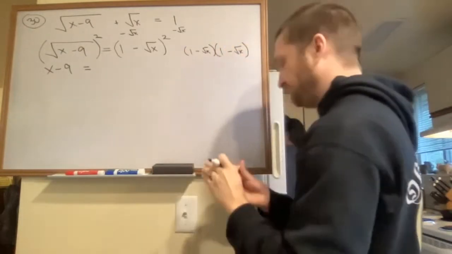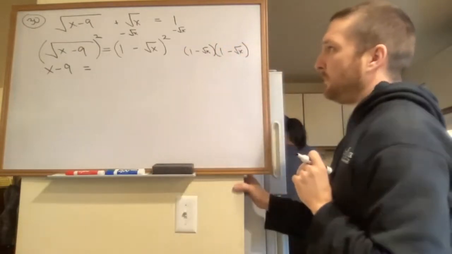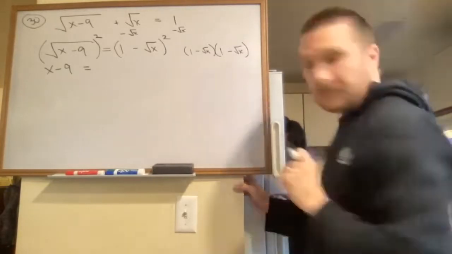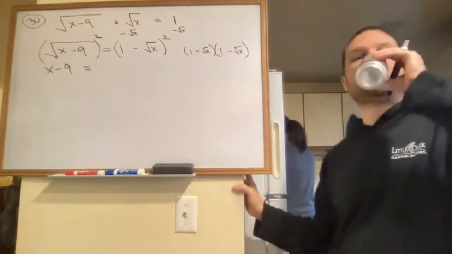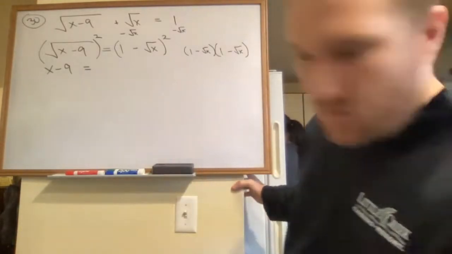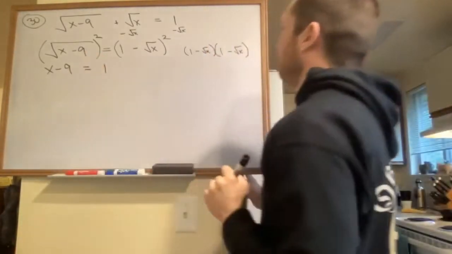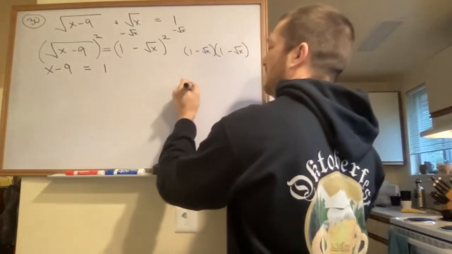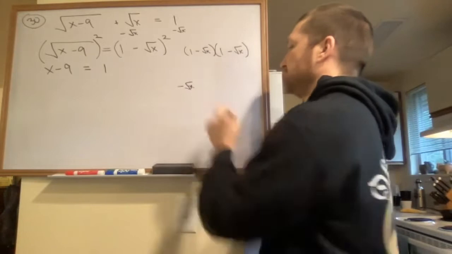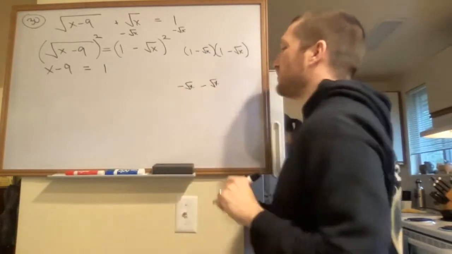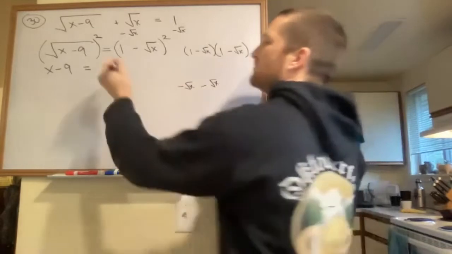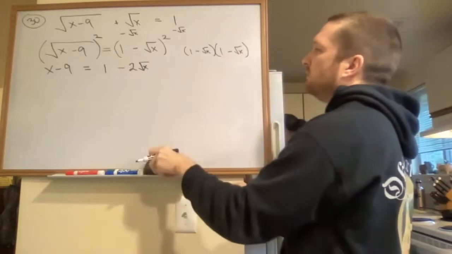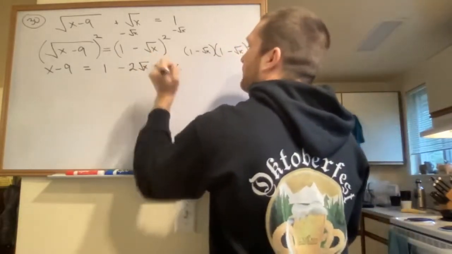What's first? 1. First is 1. Then minus the square root of x. And then minus the square root of x, for a total of how many square roots of x? 2. So minus 2 root x. And then plus x.